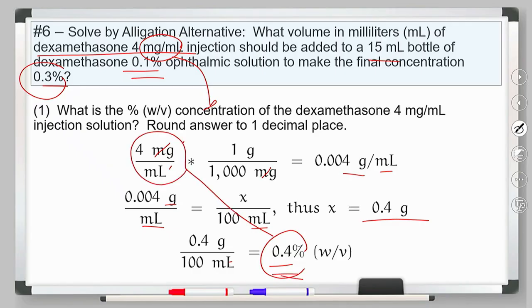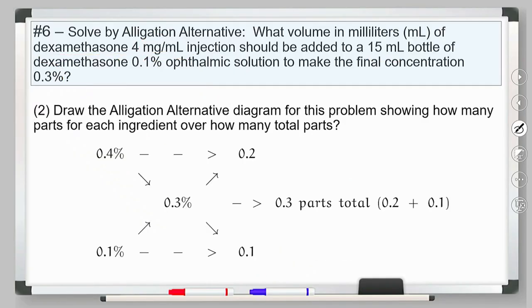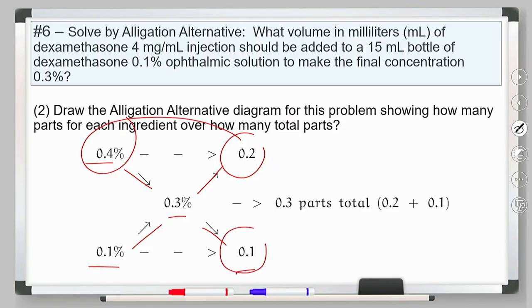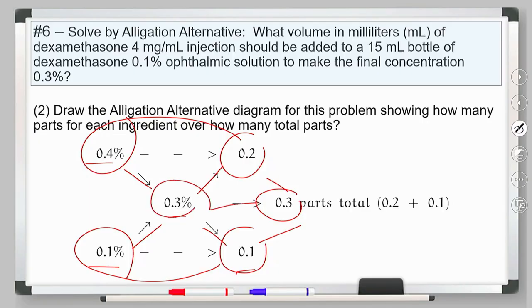Now let's use this. So essentially, I'm going to be using a 0.4 and a 0.1 to make a 0.3%. That's what I'm trying to do. So let's set up that alligation. 0.4 concentration on high, 0.1 concentration low, target concentration in the middle on the right, 0.3. Cross subtract going down, 0.4 minus 0.3 is 0.1 parts. Going up, 0.3 minus 0.1 is 0.2 parts. 0.2 parts go with the 0.4%, 0.1 parts go with the 0.1%. Add those up together and we get 0.3 parts total for the 0.3% ingredient.